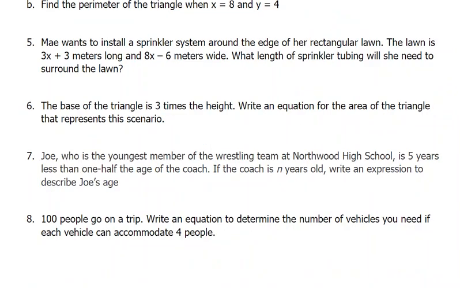All right, number 8, it says 100 people go on a trip. Write an equation to determine the number of vehicles you need if each vehicle can accommodate 4 people. So each car can fit 4 people. We have 100 people going. We have to figure out how many cars we need. So I'm going to put V for vehicles equals, we have 100 people going, and each car can only fit 4, so I have to split them up equally into the cars with 4 people at a time. Splitting up equally is dividing, so I'm going to divide that by 4. So V equals 100 divided by 4, which you can probably do in your head, is 25 vehicles. That's how many we would need.